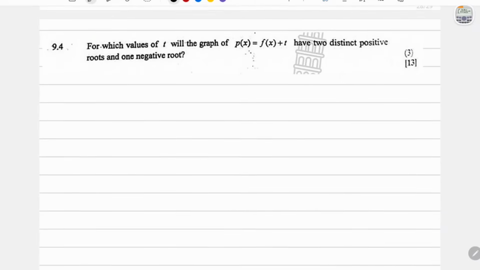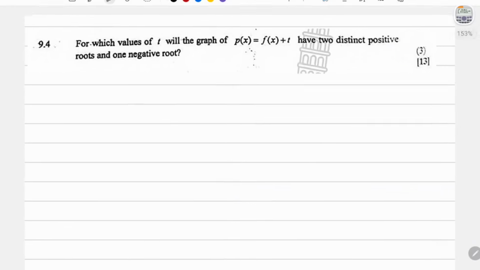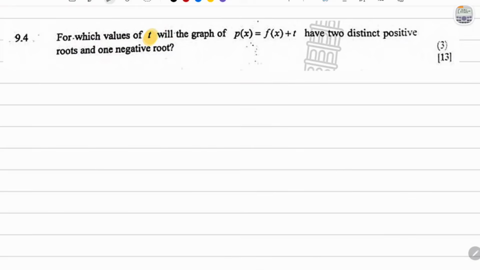Okay, 9.4 says, for which values of t will the graph of p of x is equal to f of x plus t have two distinct positive roots and one negative root? So this one, it's still graph interpretation, but it's more like graph manipulation, okay? Because you're going to have to manipulate this graph, move it with drawings and stuff to see how you can achieve these roots they're asking for. Please note that they said for which values of t, okay, so solving for t this time, will the graph of p of x is equal to f of x plus t.